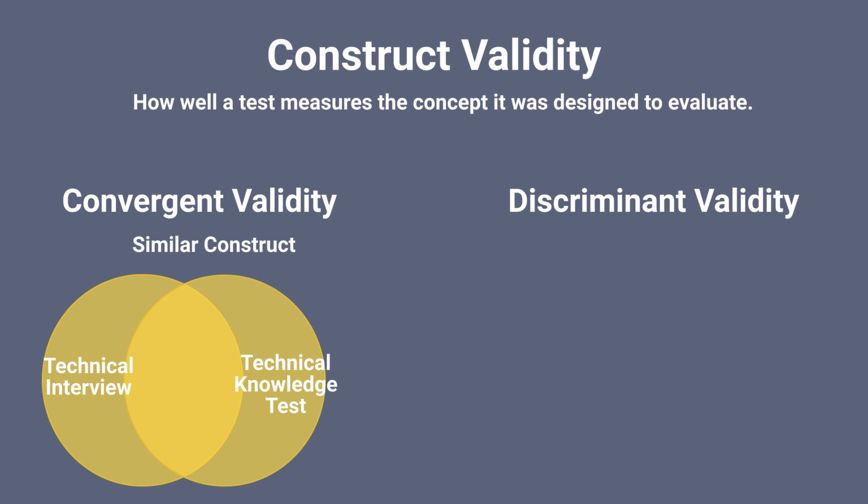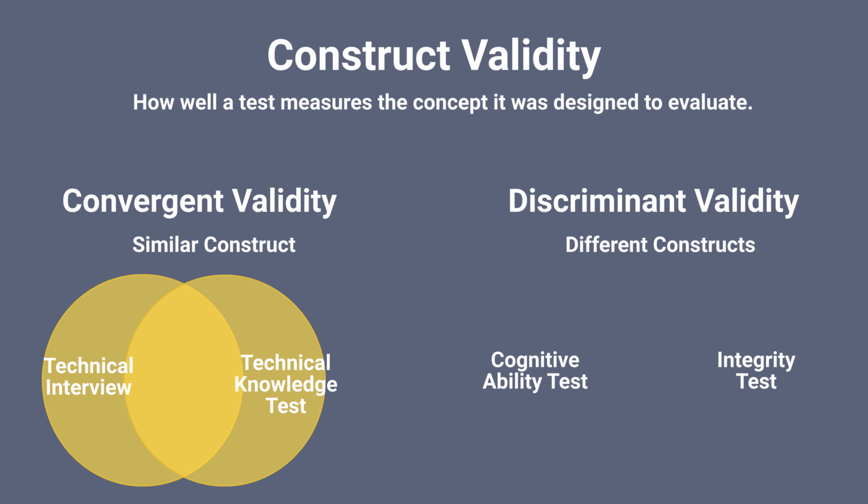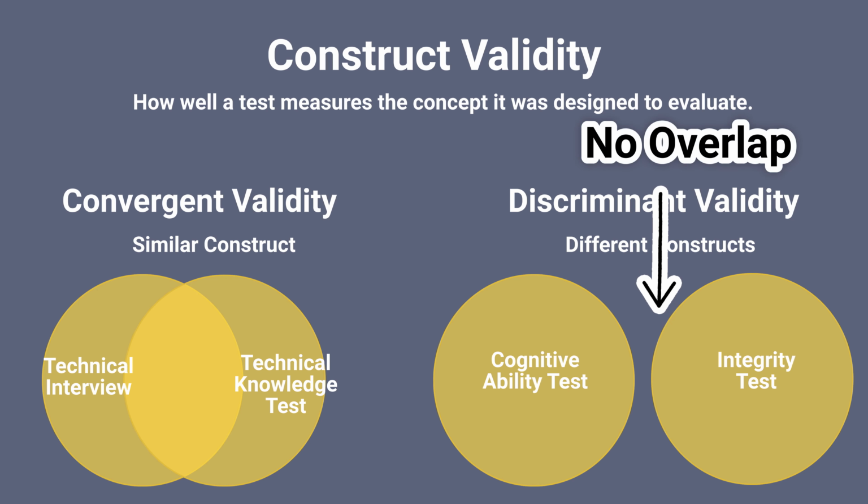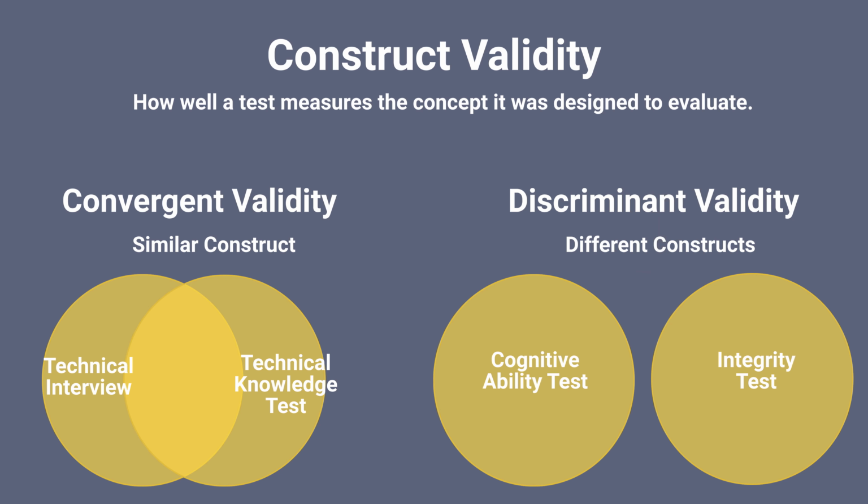Discriminant validity refers to the extent to which a measure does not correlate strongly with measures of different, unrelated constructs. For example, imagine you give candidates a cognitive ability test to evaluate their ability to solve problems and test their reasoning. Next, an integrity test is administered to evaluate the candidate's honesty and tendency to follow rules. If scores on the cognitive test are only weakly related or not related to scores on the integrity test, that pattern likely supports discriminant validity.